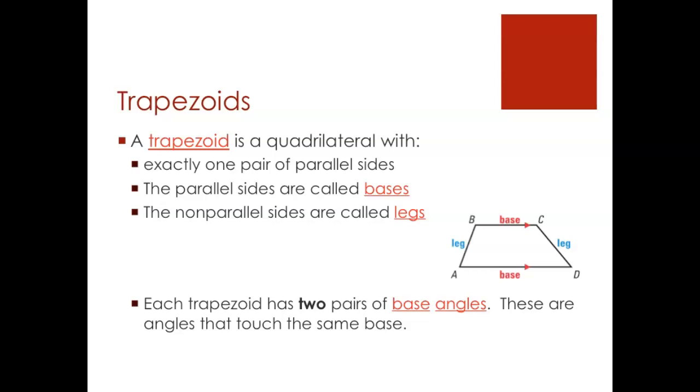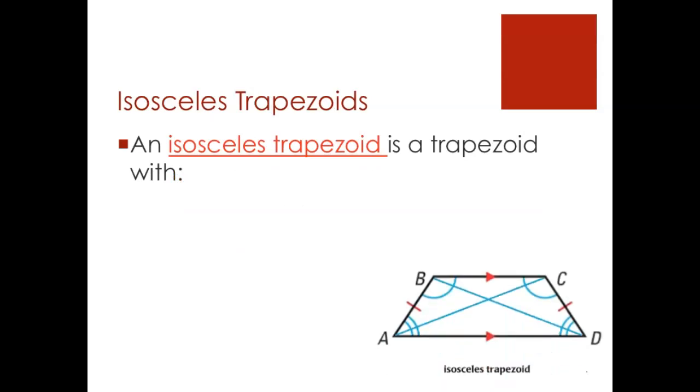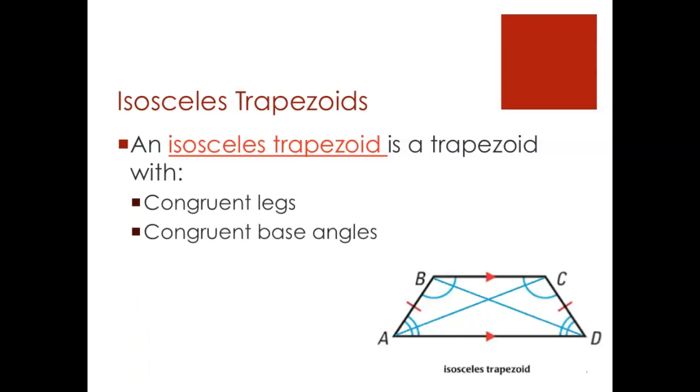Now a specific type of trapezoid is called an isosceles trapezoid, and in this, we have congruent legs, so AB and CD are congruent to each other. Congruent base angles, so angle A and angle D are congruent to each other, angle B and angle C are congruent to each other, and we also have congruent diagonals, so AC is congruent to BD.